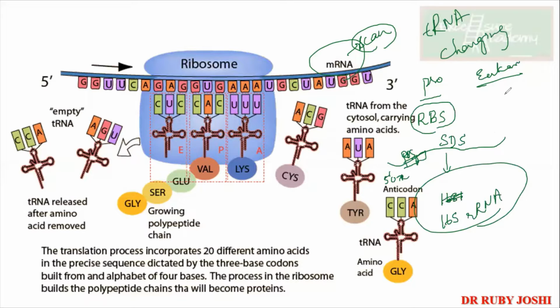Whereas in the case of eukaryotes, the ribosome is going to scan the 5' methylguanine cap of your mRNA. That is the only difference.